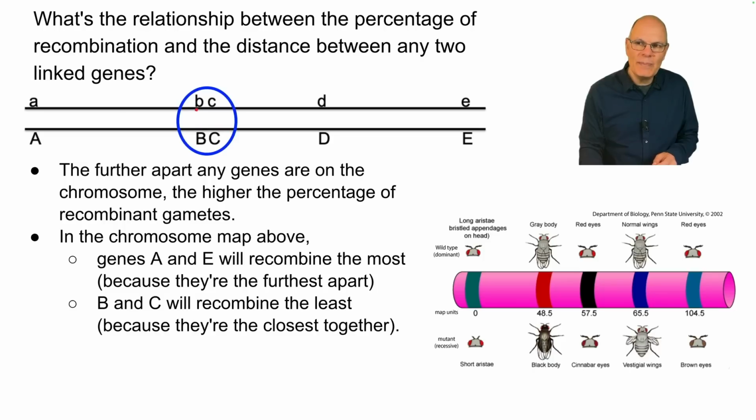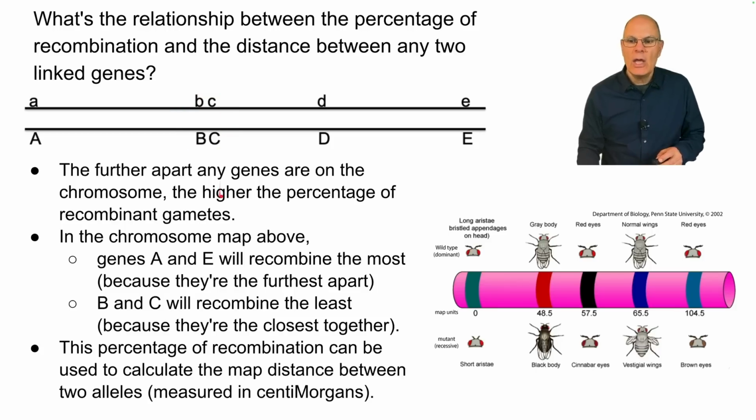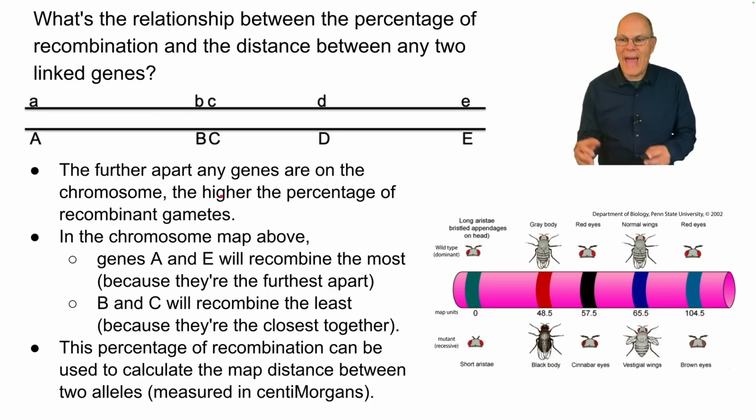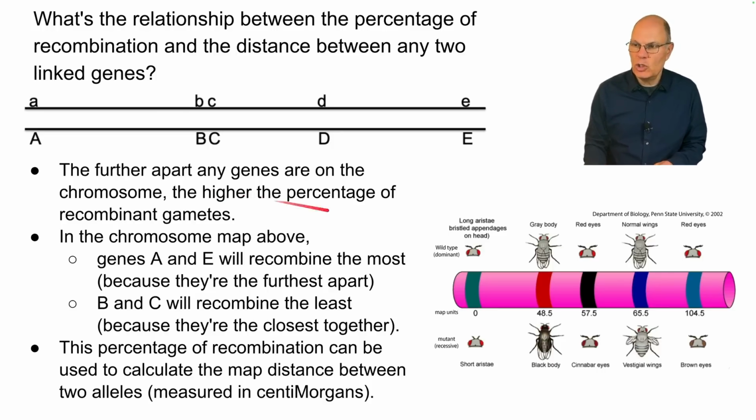But genes B and C will recombine the least because the only way they can cross over is if there's a chiasma right over here at this specific spot that would enable little c to jump over here, big C to jump over here, or B could do the same. The percentage of recombination can be used to calculate the map distance between 2 alleles.